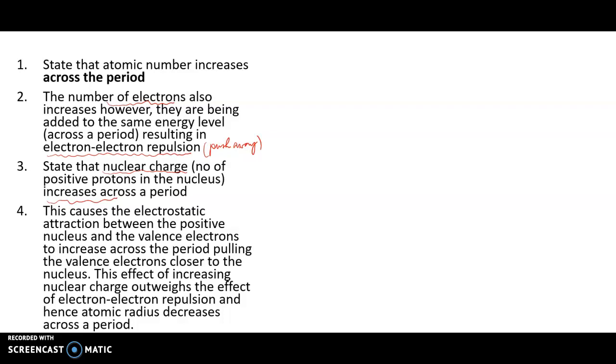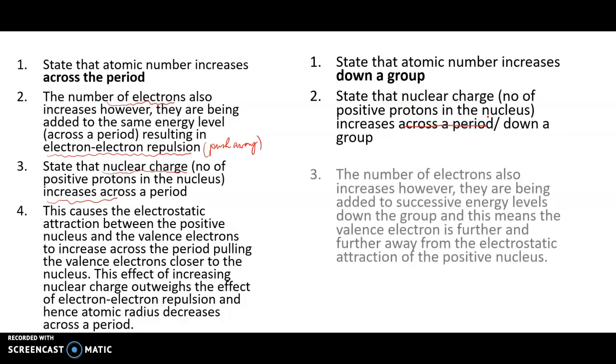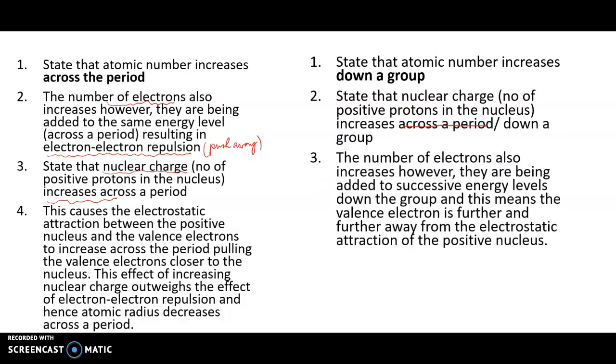Now, if you're asked to give the same explanation down a group, you'd start with the same idea of the atomic number. You'd start by saying atomic number increases down a group, and then you'll state that the nuclear charge, which is the number of positive protons, also increases down the group. Right? And then for the next part, what you need to talk about is the electrons.